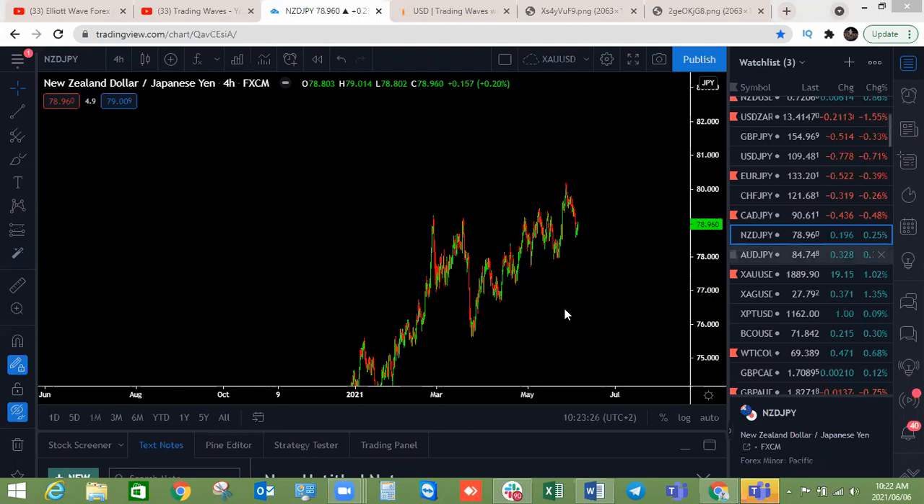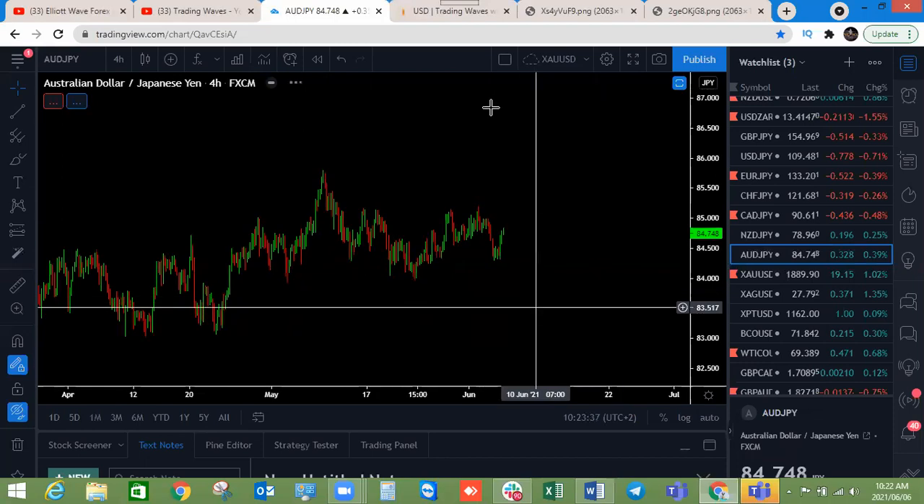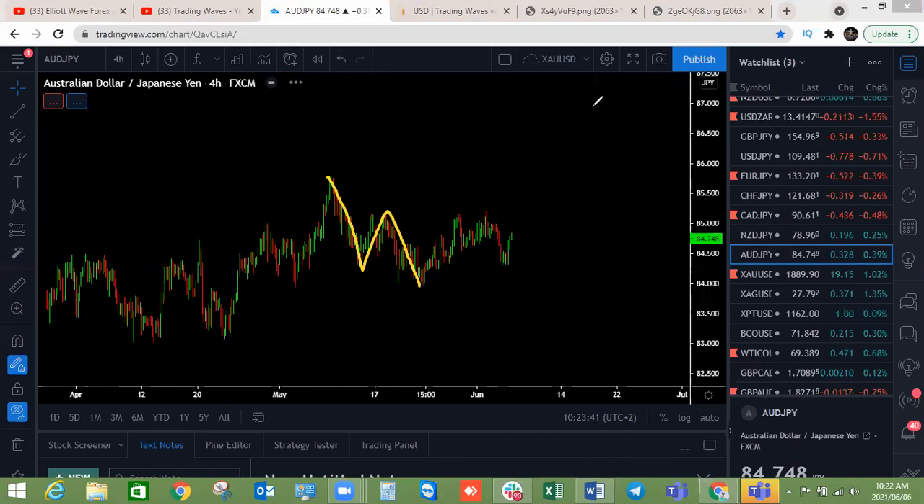AUD yen, we've already looked at the AUD yen as well. Let's see AUD yen. All right, so AUD yen, let's see how this is going to play out. So we've got 3 waves here in the 4-hour. We have got another 3 waves here as follows. So this could be our trade setup.